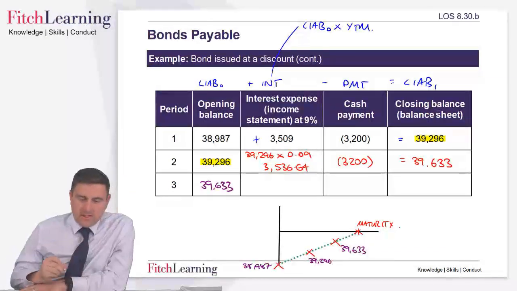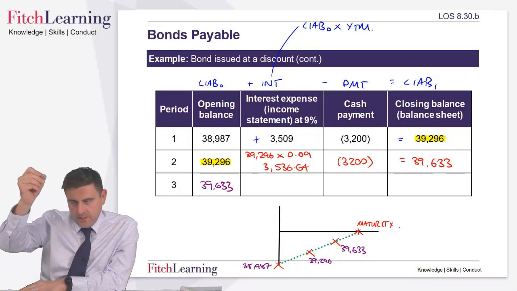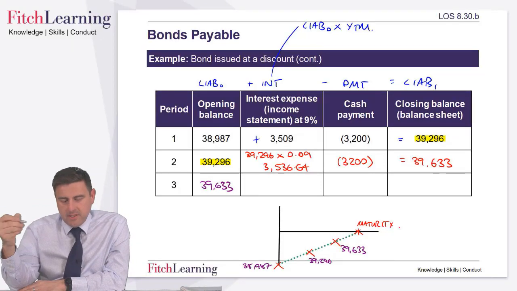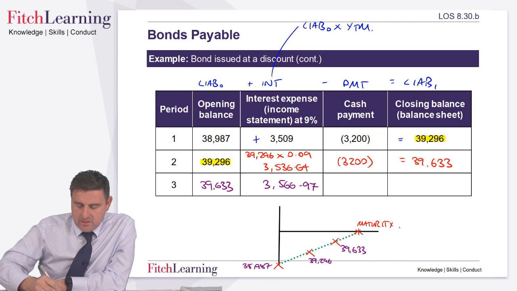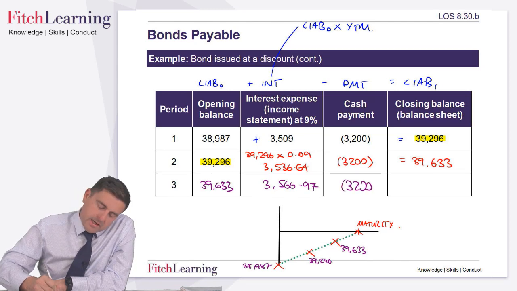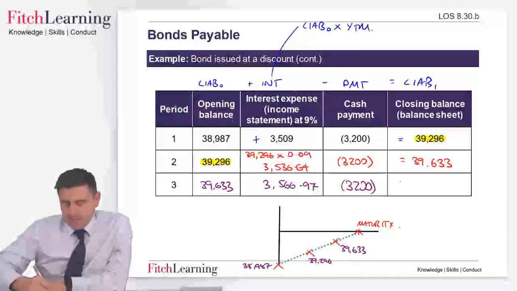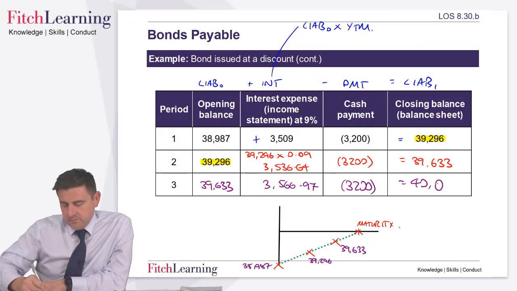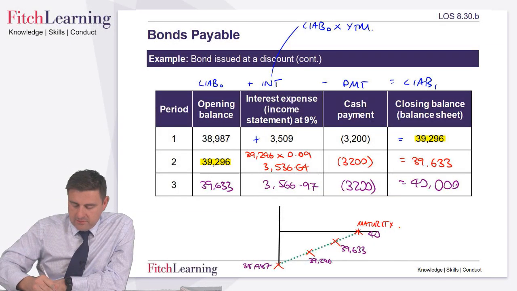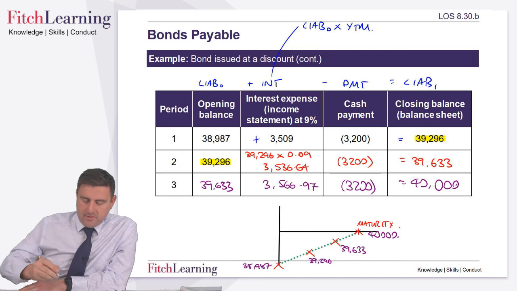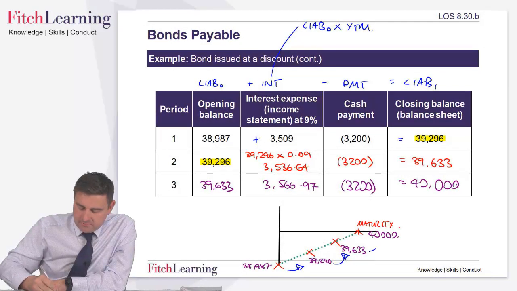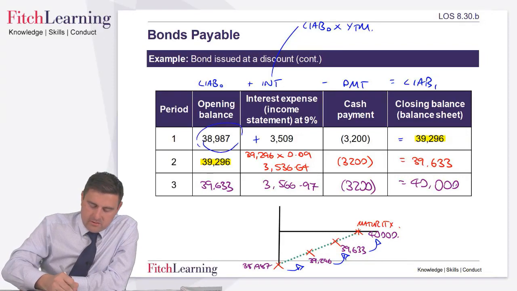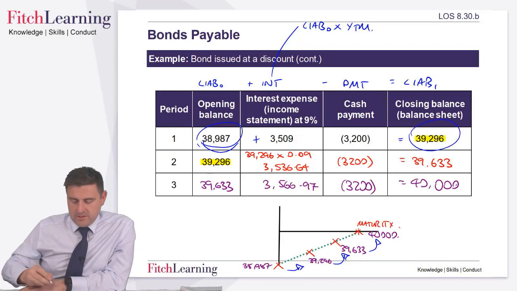If we get out our data for year three, if I go P1 of three and P2 of three, I'll have an interest expense of about 3,566.97. You're obviously paying down with the bond coupon payment, which will get you close to 40,000, which is ready for redemption. And remember that the change in the liability in each of those balance sheet dates would reconcile by the change in the liability in each of the respective rows.